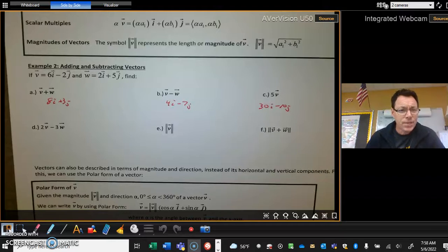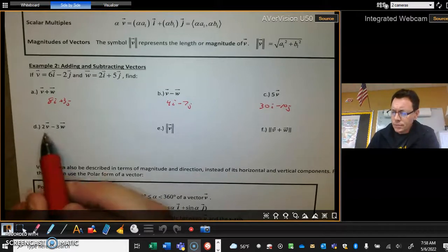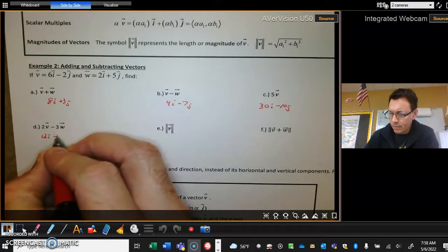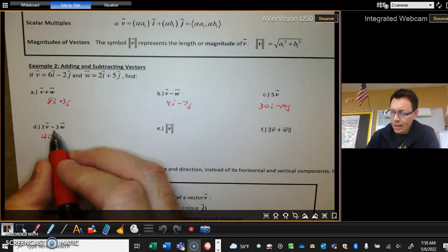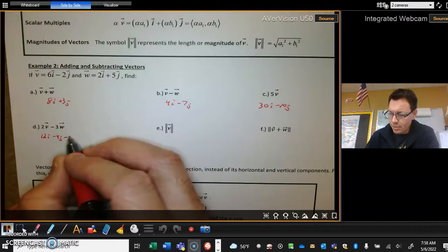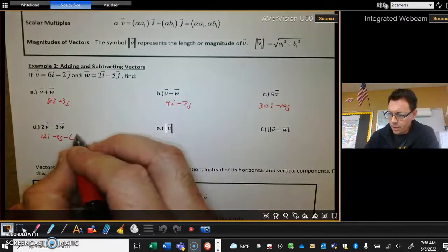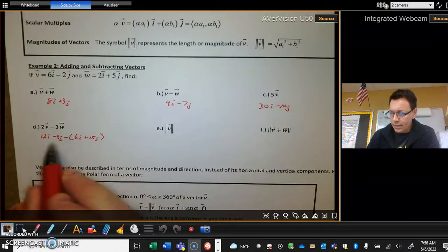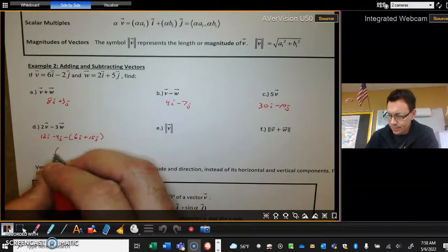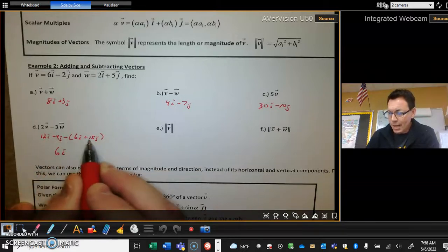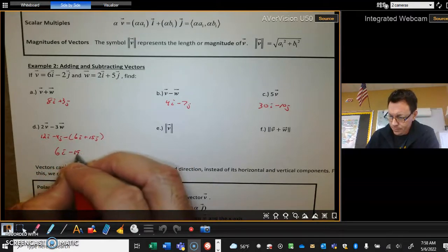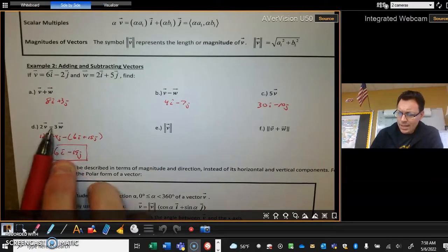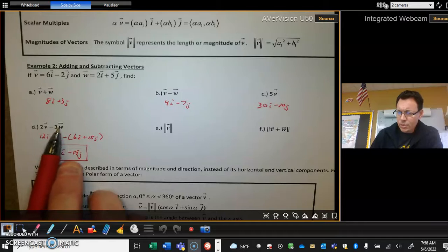Okay? For d, I would probably do that in parts. I want to take 2 times v. Well, 2 times v would be 12i minus 4j. And then I want to subtract 3 times w. So 3 times w is 6i plus 15j. And then I need to combine these. So 12i minus 6i, negative 4j minus 15j, and that's my answer.